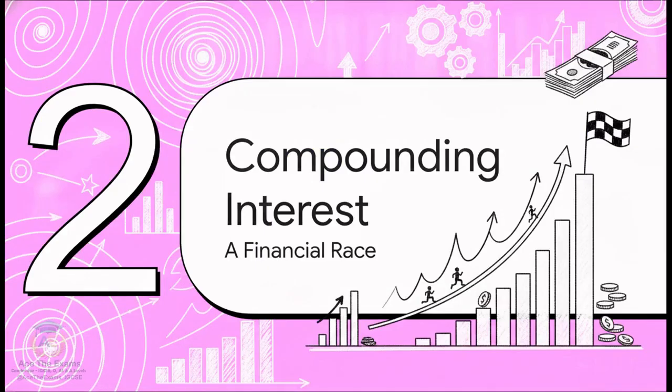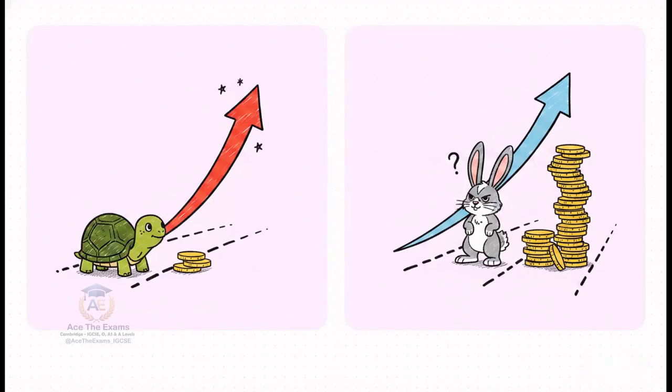Section 2, compounding interest in action. Let's see how this builds as we shift back from physics to finance, watching exponential modeling create a really high-stakes race. We have a classic tortoise and hare situation on our hands here.